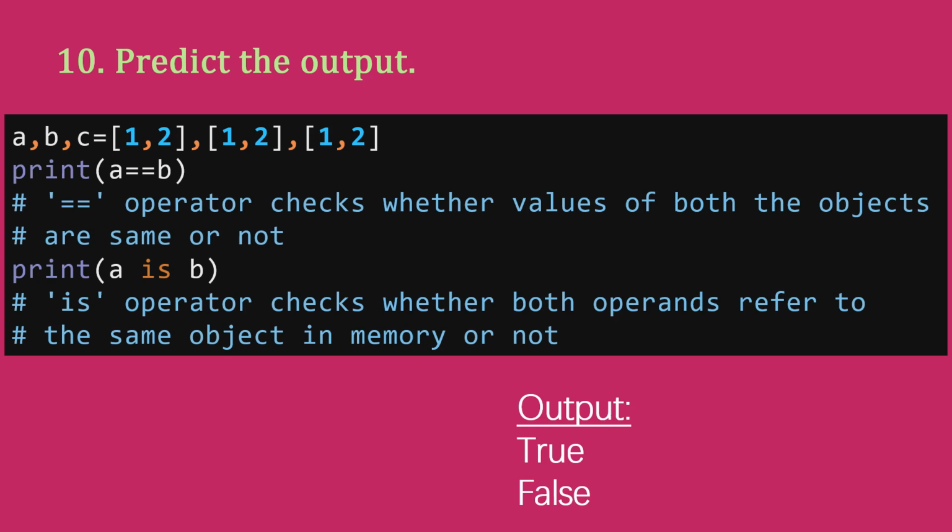But in the next case where we are writing print A is B, here you are using the is operator. So the is operator will check whether both the operands refer to the same object in memory or not. If they are referring to the same memory, then that will produce the output as true. But since here A and B are two different objects created in different memory locations, the is operator will produce the output as false.